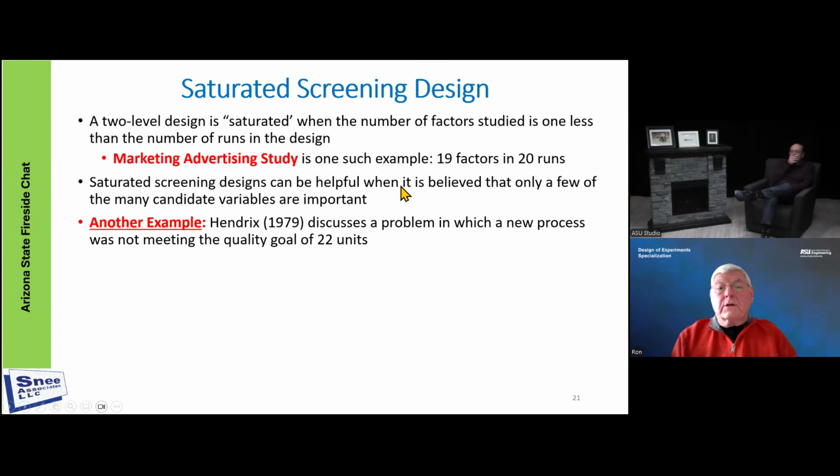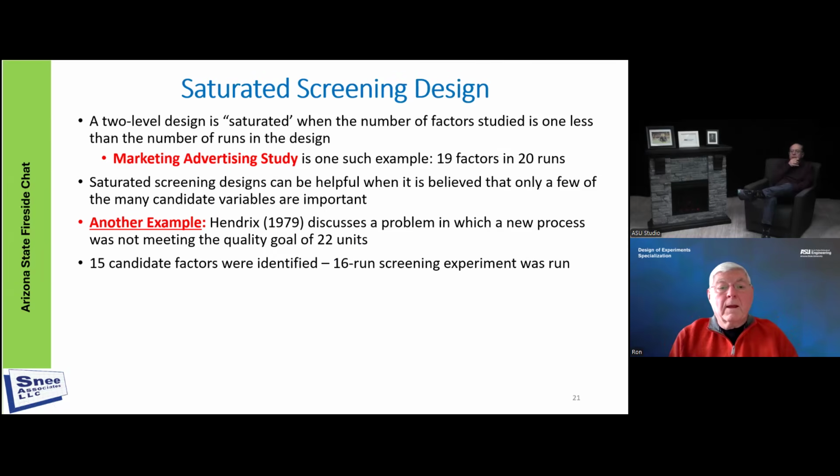So here's another example. This comes out of a chemical process, actually the old Union Carbide down in Charleston, West Virginia, which was published by Hendricks, and got a new process. It's not meeting the quality goal of 22 units. So they wanted to have 22 units measure quality. 15 factors were identified. They used a 16-run screening experiment.